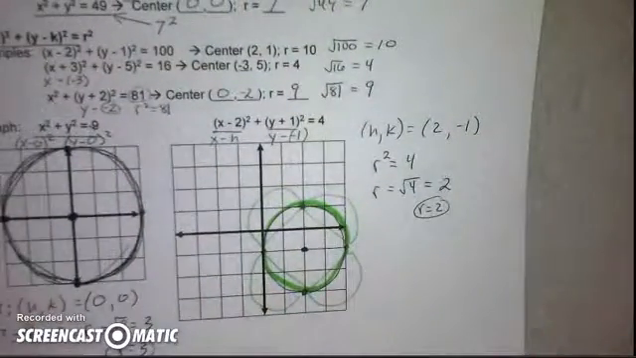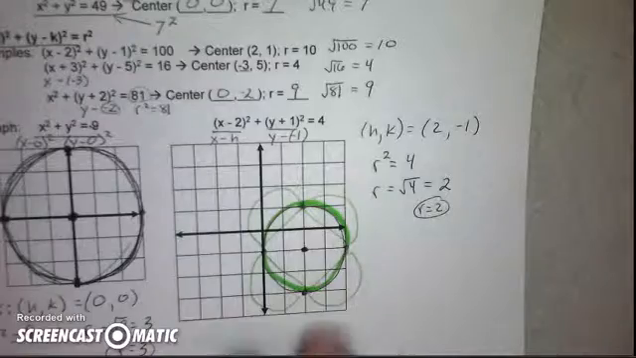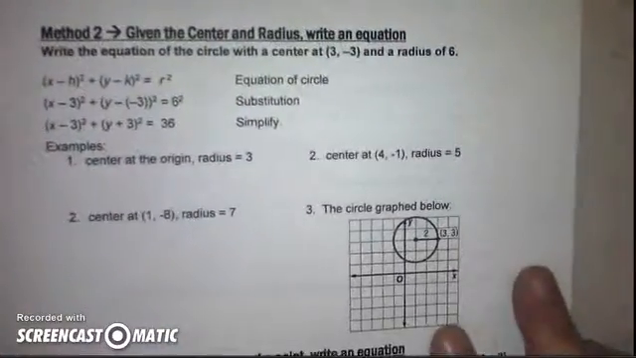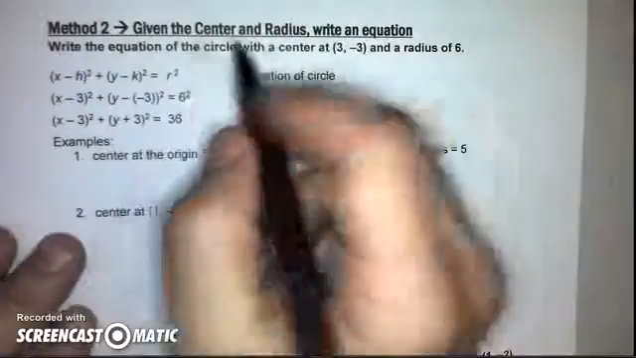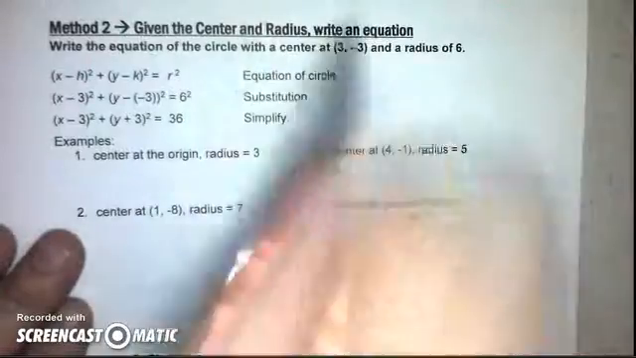Then I'm going to count it right. Okay? Now, that was our method 1. If we're given an equation, we can identify the center and radius and then graph it. Let's turn the page. Okay? Method 2 is a little bit different. In this case, we're given the center and radius, we can write an equation.